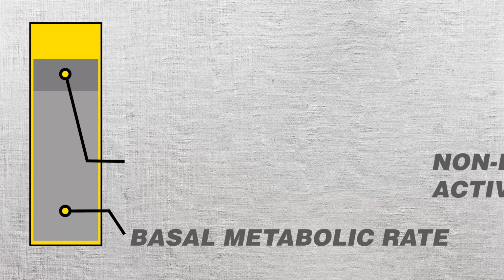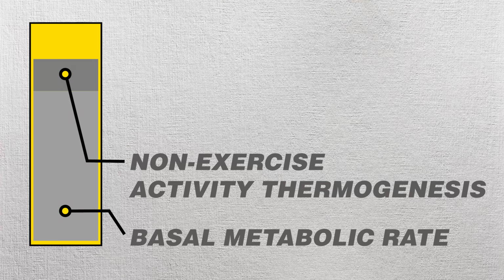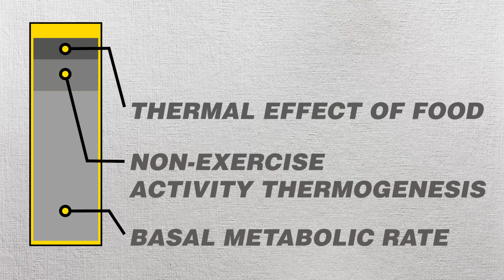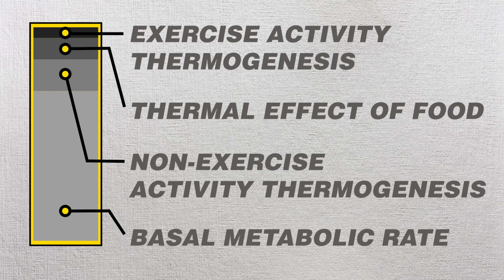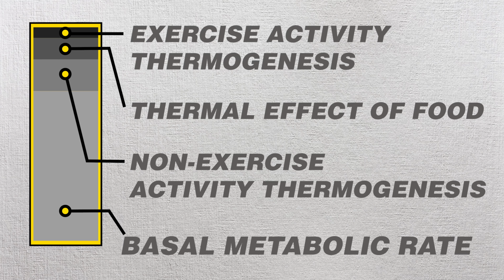So what is total daily energy expenditure? It can be broken down into 4 parts. They are basal metabolic rate, non-exercise activity thermogenesis, the thermal effect of food, and exercise activity thermogenesis. Now let's look at each part one by one.